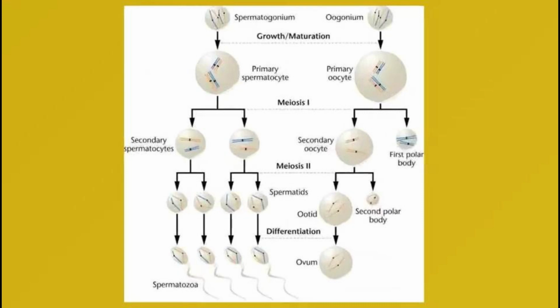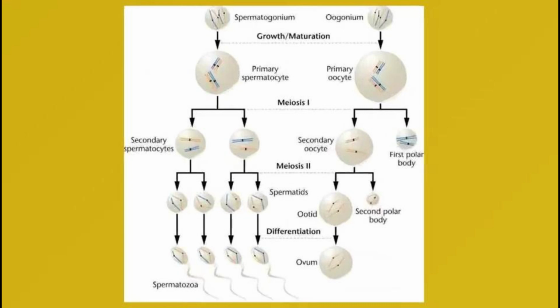But they are haploid. And then finally, we have differentiation. So the spermatids differentiate and grow to form mature spermatozoa. So I'll just go through that quickly again. So we start with spermatogonia. These grow and mature, not divide, into primary spermatocytes.